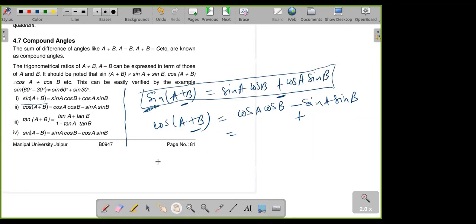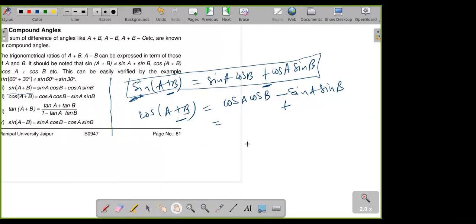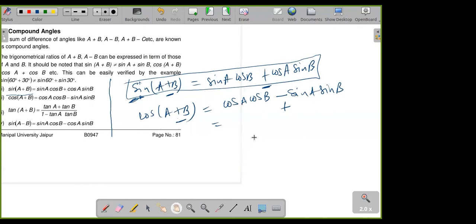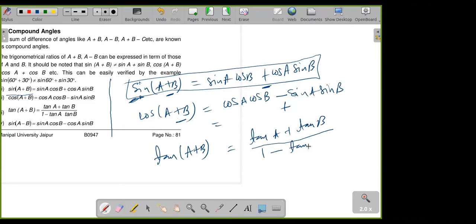Okay, for tan A plus B, it will be tan A plus tan B, I mean the sum of individual angles, all divided by 1 minus tan A tan B. See the signs properly. If it is plus, plus is at the top. If it is minus, then minus is at the top. Then it will be plus at the bottom.